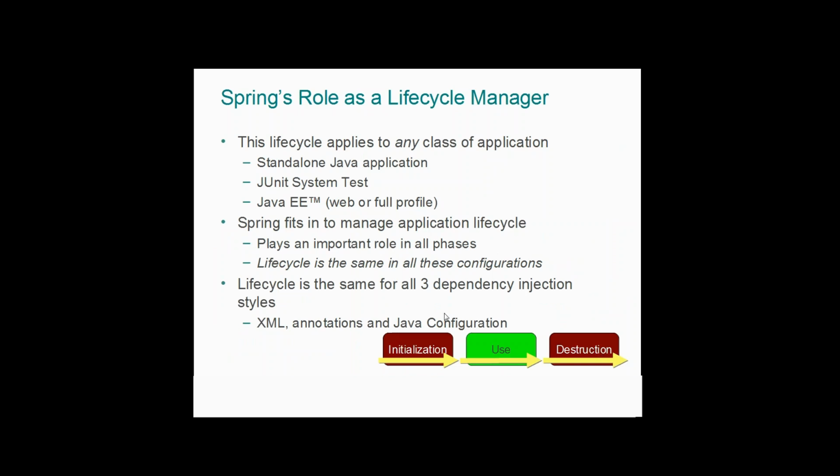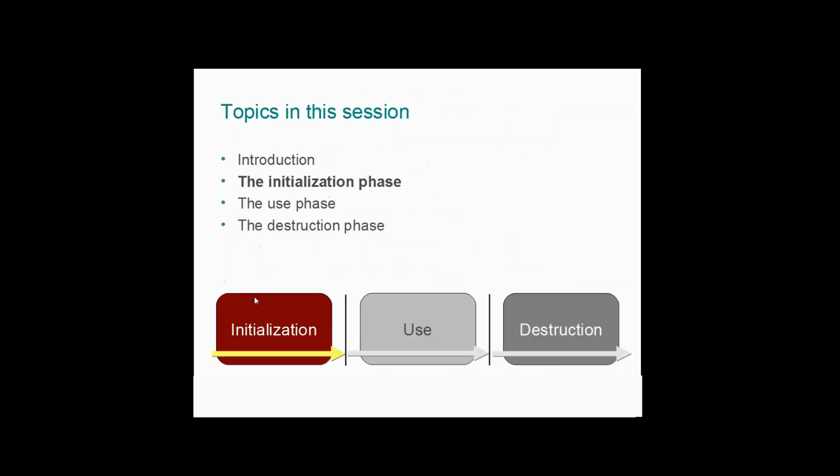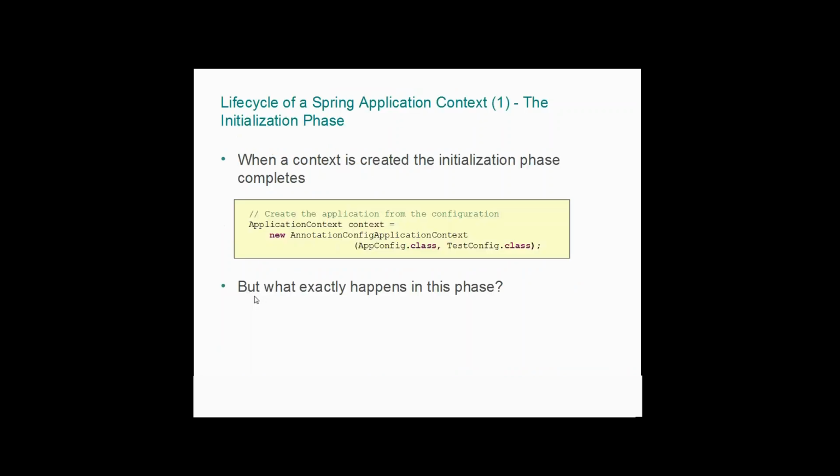The life cycle is the same for all three dependency injection styles we have discussed so far: Java configuration, annotation, and XML. Only the path taken will be different, but the overall cycle will be the same. So let's go one by one through the different phases and see what it does behind the scenes. When you create an application context using AnnotationConfigApplicationContext, given this Java configuration, what happens behind the scenes?